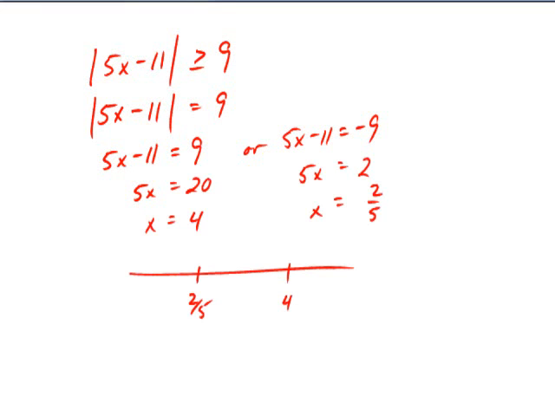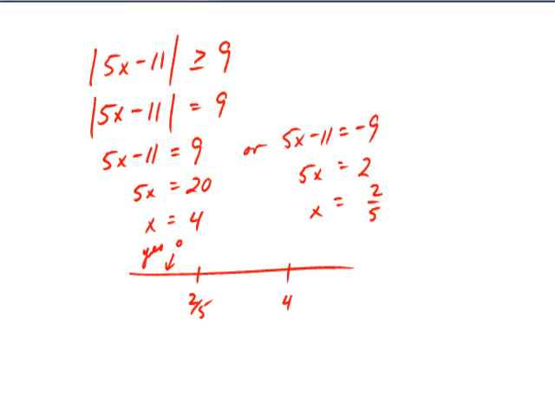Once again, those critical values separate my number line into intervals. Let me try values from each of the intervals. For example, let me try 0, which is less than 2/5. If I try 0 in the original inequality, I would have 0 minus 11 is negative 11. The absolute value of that would make it positive 11, which is greater than or equal to 9, so yes, I do shade this left interval.